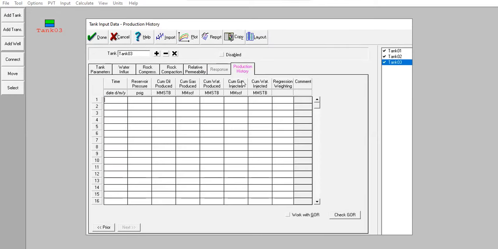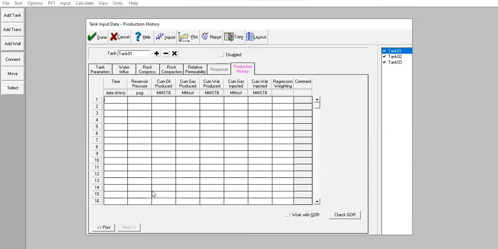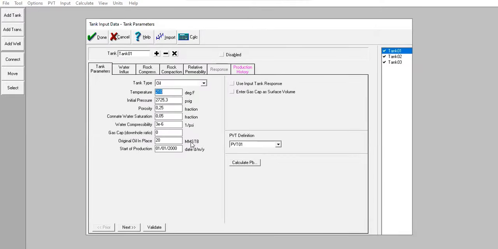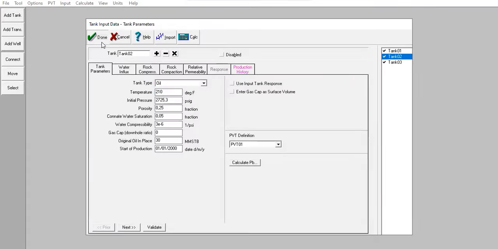Again, we will skip the production history. Click done. I will move the third tank there. All right, so we have completed the third tank. We constructed the 3 reservoir models, tank 1, tank 2, and tank 3. All right, they have the same properties except the original oil in place. This one, the smallest, 20 million stock tank barrel. This one, 30. And this one, the biggest, 50.